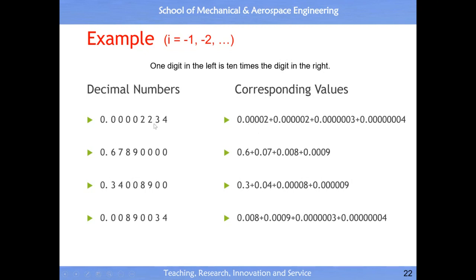For this one, it is equal to 2 times 10 raised to the power -6. This one is equal to 3 times 10 raised to the power of -7. This one is equal to 4 times 10 raised to the negative power, and then you can easily get this value. For the rest you can verify. I let you verify by yourself. You follow the same evaluation procedure, then you should be able to get the right value.